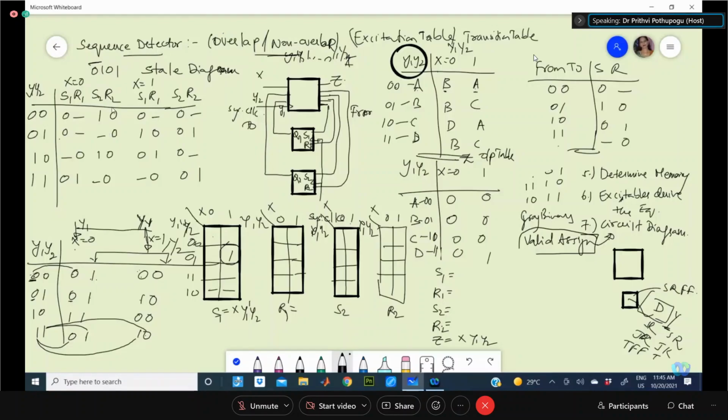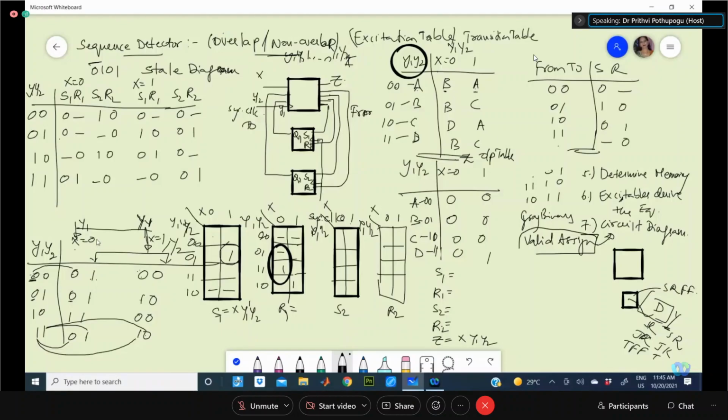R1 is don't care, don't care, don't care, don't care, 0, 1. Next, this will be don't care, 0 and 0, 1. 1, 1, 1, 1, 0. Minimization. For S1 we get don't care at 1, 1. We get don't care at x equals 1 and y1, y2, 1, 1.